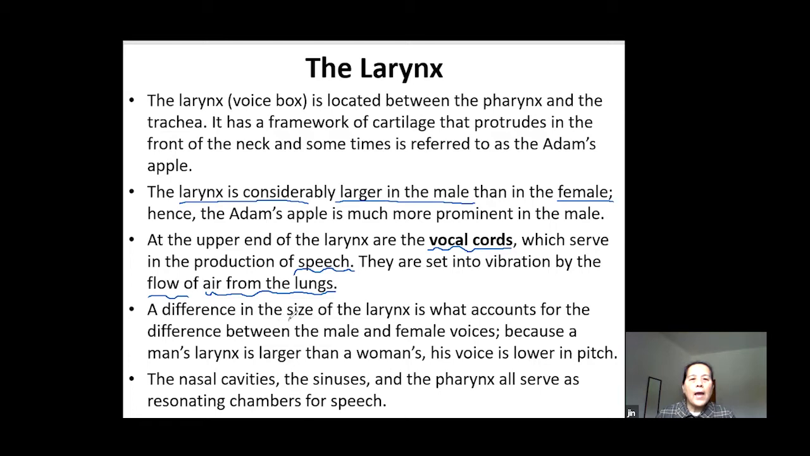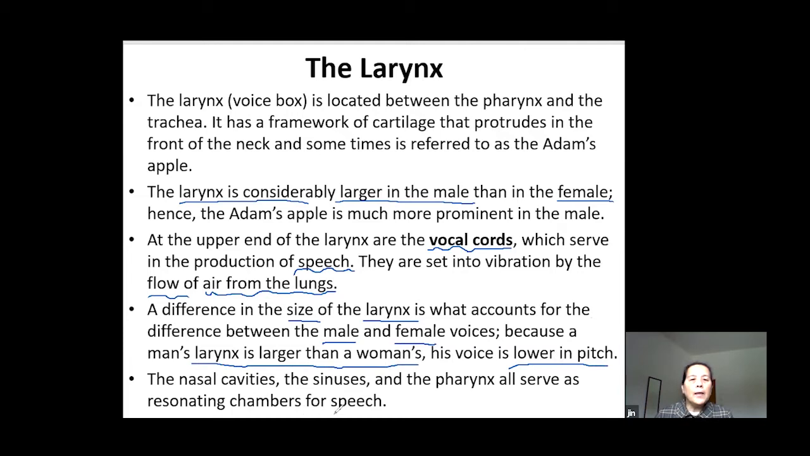And the different size of the larynx makes the sounds a little bit different. That's why we say male and female voices are different, because men's larynx is bigger than females'. So the voice for men is lower in pitch, and certainly for females it is higher in pitch.